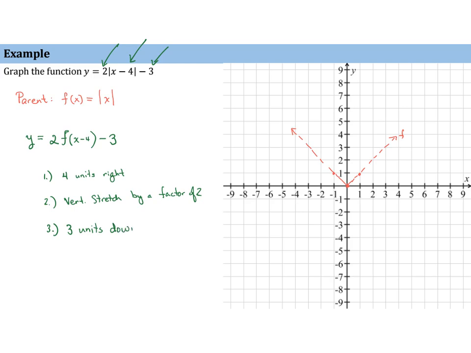So the best way to do this is to look at your guide points and move each one of those. So let's start with this (0, 0) point. Let's move it 4 units to the right, and then vertically stretch it by a factor of 2. That means it's going to be 2 times the distance from the axis. But it's a distance of 0. So if I double that, I still end up on the axis. Then we move 3 units down. So we'll be at (4, -3).